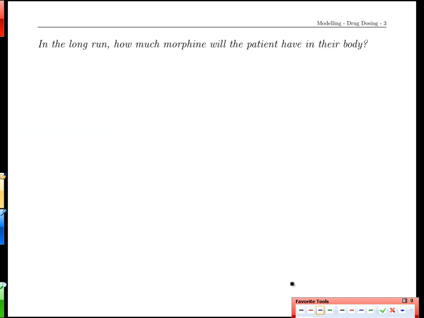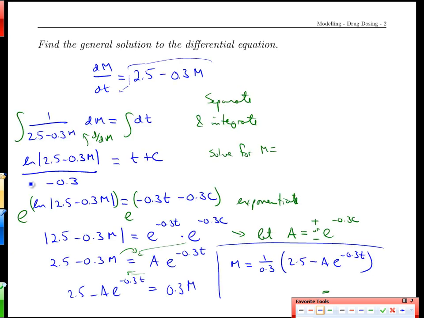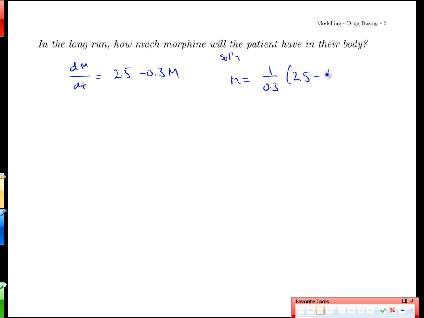What is this going to tell us about the long-run behavior? If our differential equation was 2.5 minus 0.3 m, and our solution was m equals 1 over 0.3, 2.5 minus a e to the negative 0.3 t. One of the things we'd be interested in is this dosing regimen's long-term effect. In the long run, how much morphine will the patient have in their body?